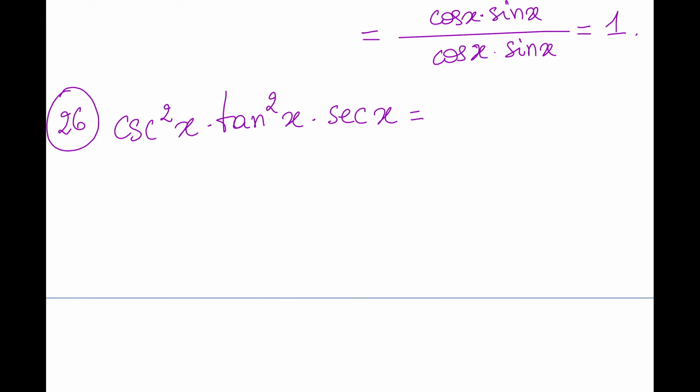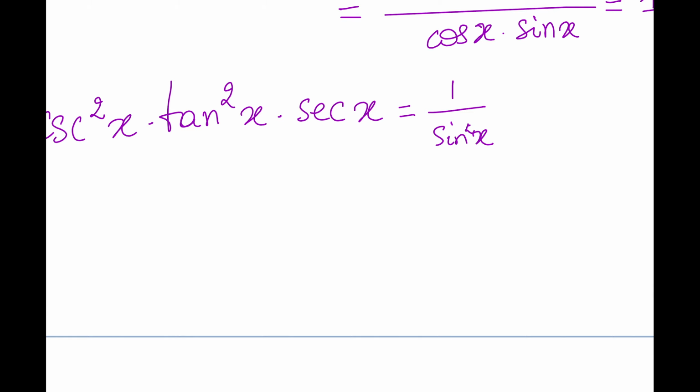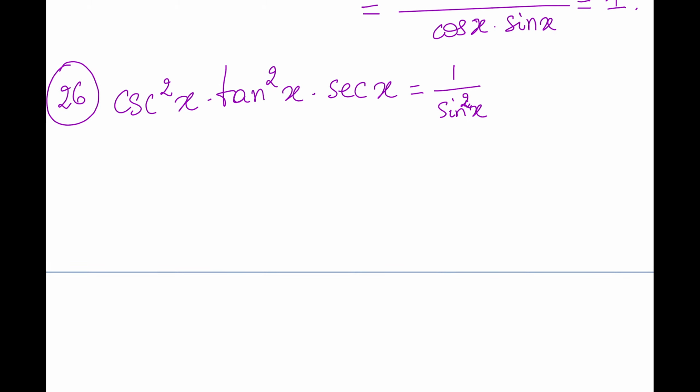All right. So this is equal to cosecant, which is, as we said, 1 over sine. And since this is the square of cosecant, it's going to be the square of this, right? The square of 1 is 1, and the square of sine x is sine squared x. Times tangent is sine over cosine. And I have tangent squared, so that's going to be the square of this quotient. And the square of this quotient is the square of sine divided by the square of cosine, times secant, which is 1 over cosine. Correct?